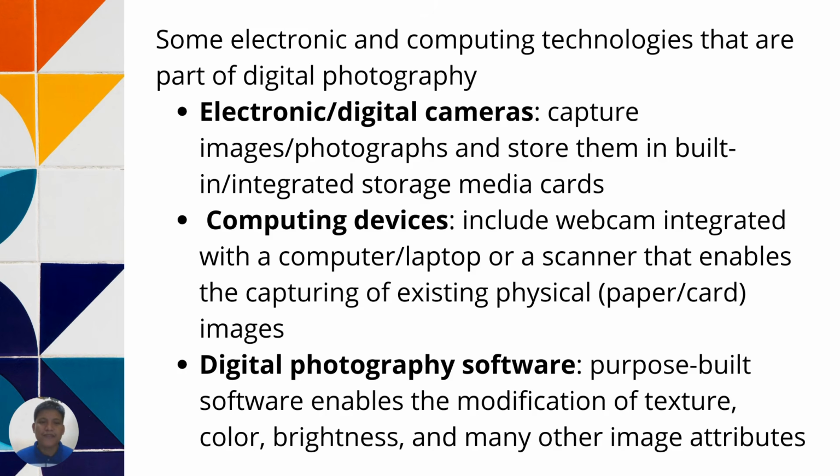Next, some electronic and computing technologies that are part of digital photography. The first one, electronic or digital cameras. They can capture images and photographs and store them in built-in integrated storage media cards. Computing devices, including a webcam integrated with a computer, laptop, or a scanner that enables the capturing of existing physical images, which is the paper or the card images. The digital photography software, which is a purpose-built software, enables the modification of texture, color, brightness, and many other image attributes.